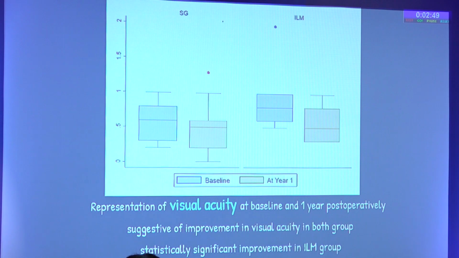In the scleral graft group, the baseline visual acuity at presentation was 0.58 logMAR, improving to 0.53 at 1 year, and in the ILM peeling group, it was 0.91 logMAR, improving to 0.58 logMAR. There was statistically significant improvement in the ILM group, but since the baseline visual acuity was worse in the ILM group, this was not statistically significant between the groups.